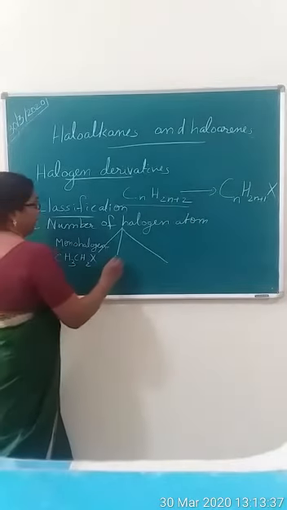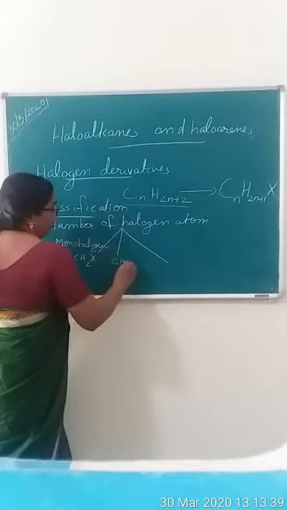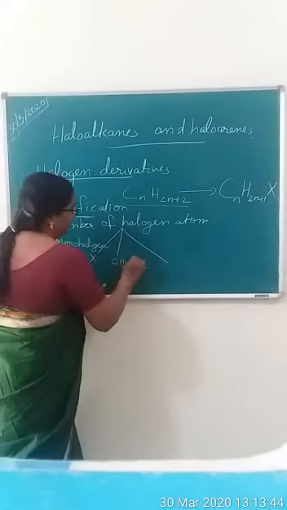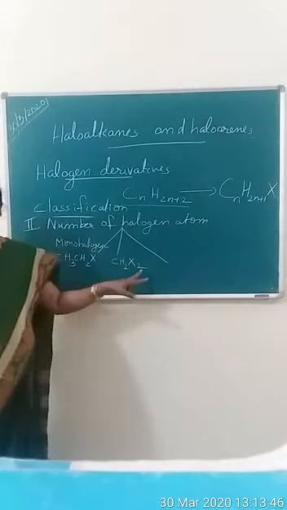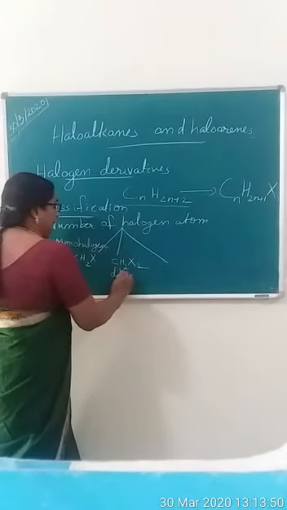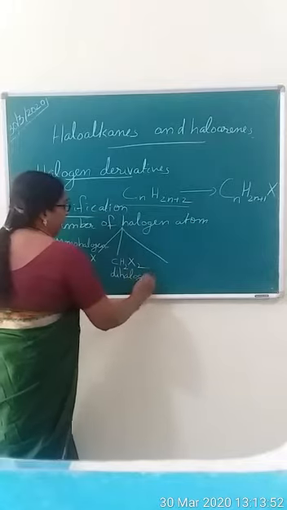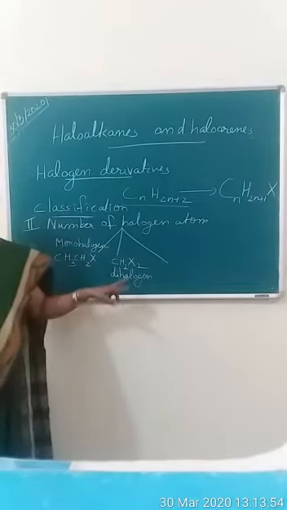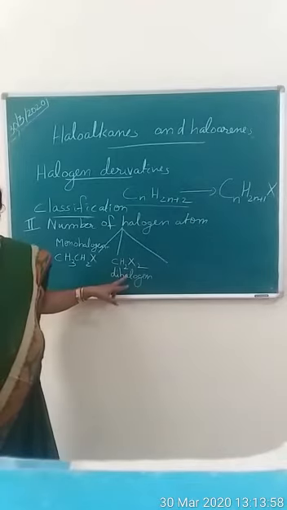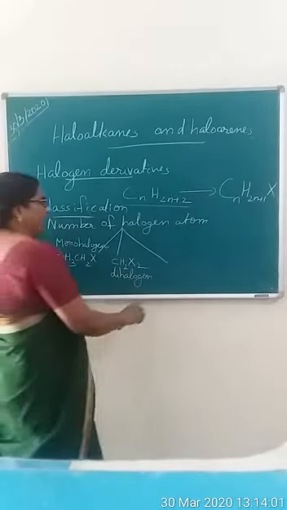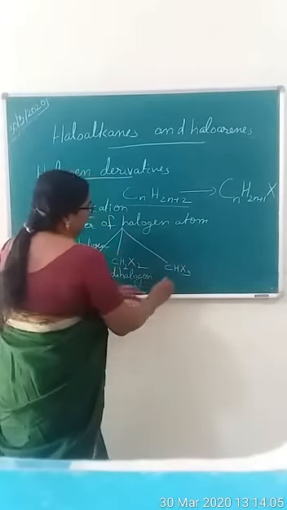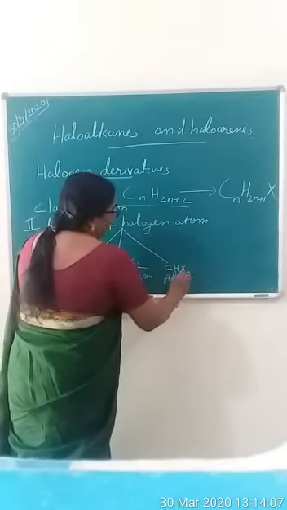On the other hand, if you consider CH2Cl2 or CH2X2, in this case two hydrogen atoms are replaced by two halogen atoms, then it is termed as dihalogen derivative. That is, a halogen derivative which consists of two halogen atoms is termed as dihalogen derivative. On the other hand, if it contains more than two halogen atoms, then it is termed as polyhalogen derivative.